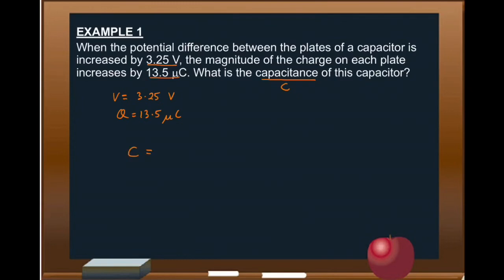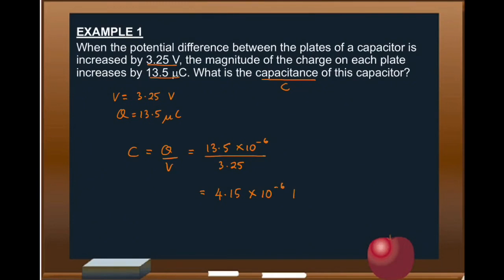So you can use the formula C equals Q over V and substitute in the values of Q and V. Q is 13.5 micro, so times 10 to the power of negative 6, divided by the potential difference, which is 3.25, and you will get the value of capacitance to be 4.15 times 10 to the power of negative 6 farad.